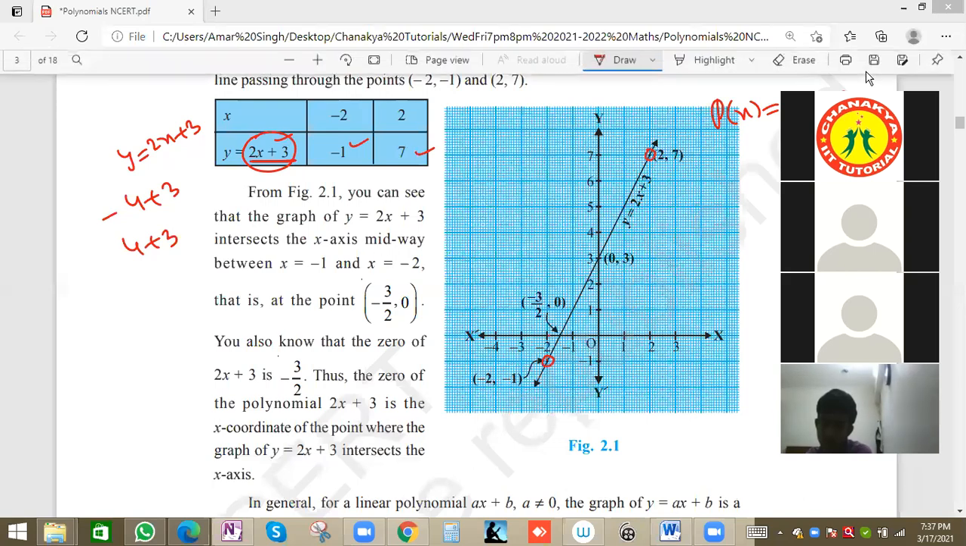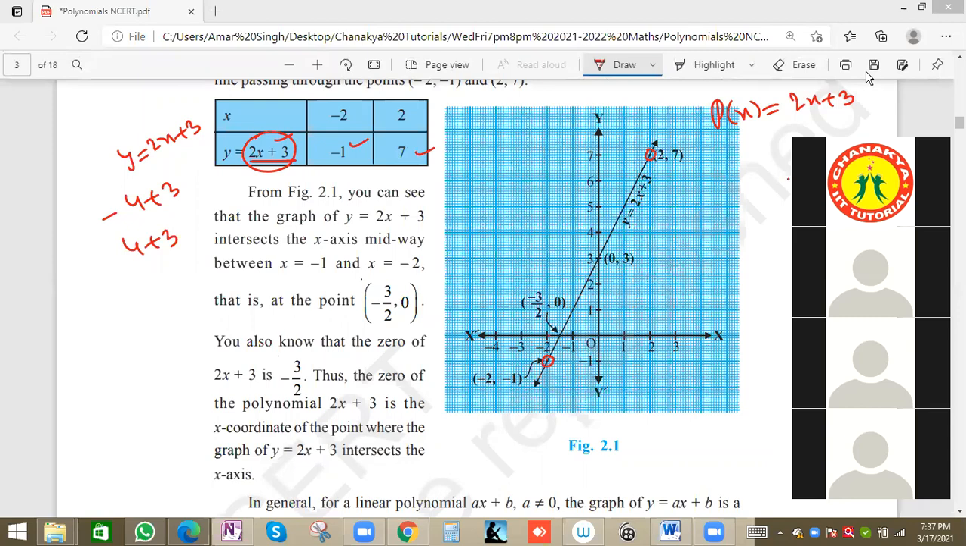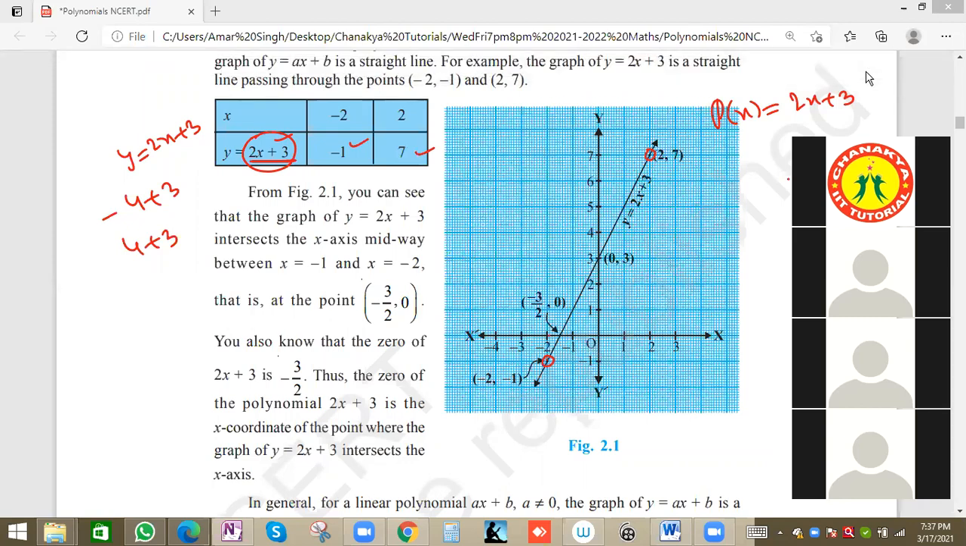See, for this p(x) will be 2x plus 3. So my question is, how many zeros are there and what is the value of the zero? There is only one zero. What is its value? Value means we have to find the x value.